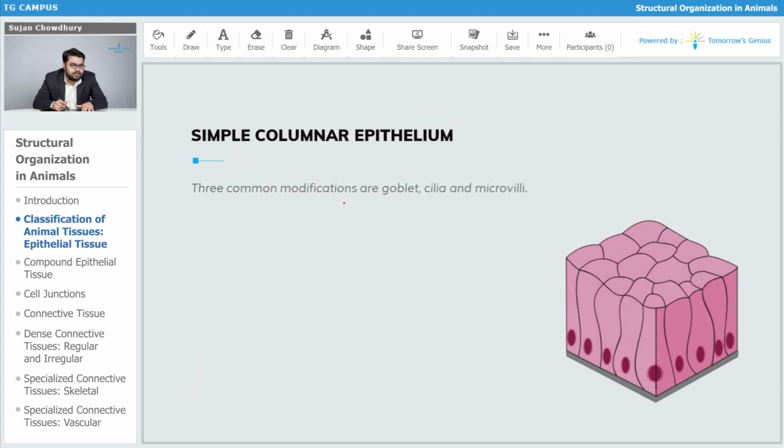The three common modifications are goblet, cilia, and microvilli. So we know the goblet cells are present, which are basically mucus secreting in the alimentary canal. They have got cilia as well for directing movement, and microvilli, which are specialized for absorption.